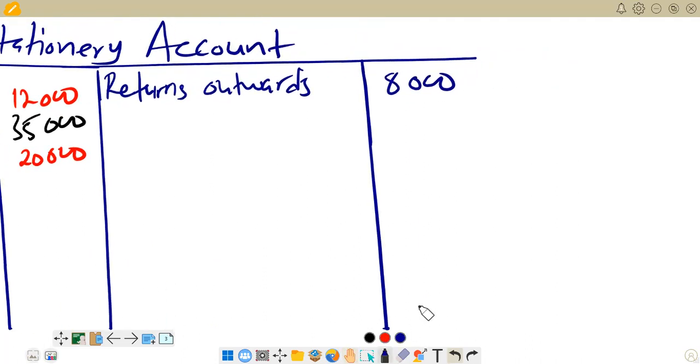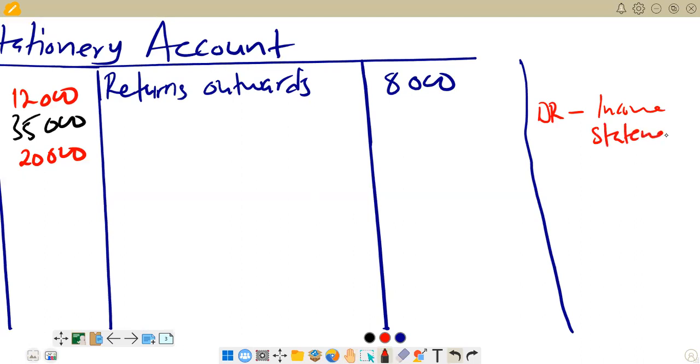Let's just come here and try to summarize the double entry that we have. For stationery used during the period, we are going to debit. Remember, this is an expense. We are going to debit the profit and loss or income statement. This is stationery used, or stationery consumed. This is an expense. We debit the income statement because all expenses are on the debit side of the income statement. And then we credit the stationery account.